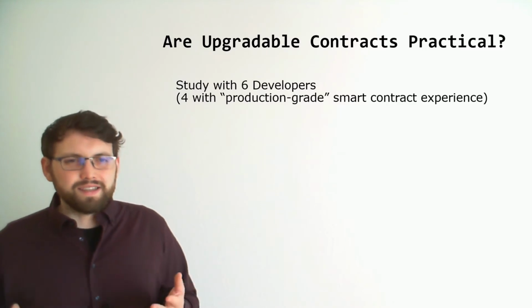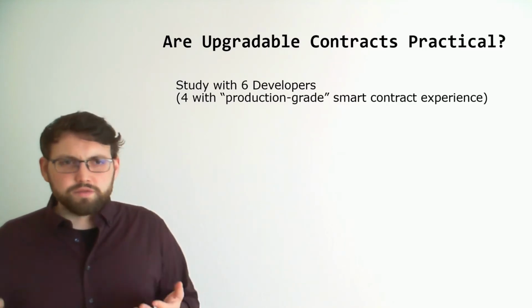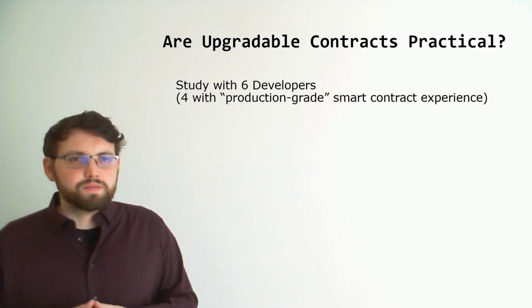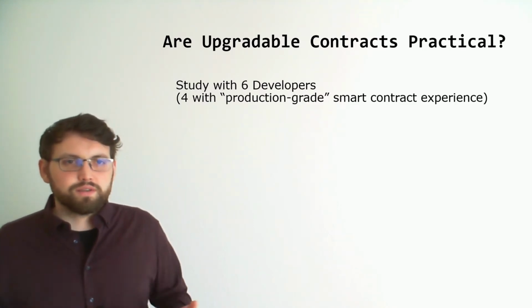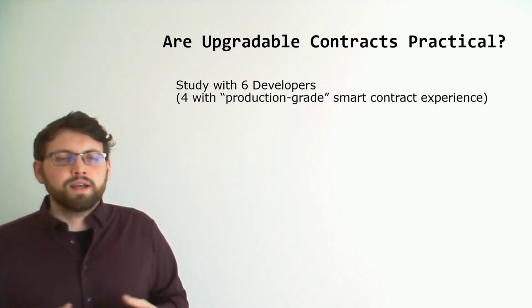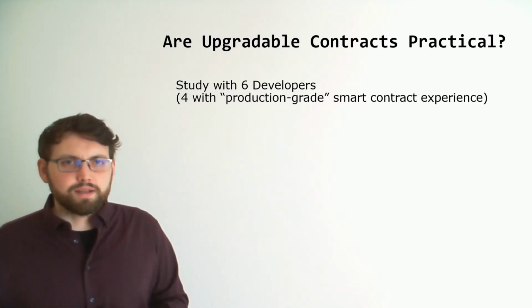Now, this sounds quite nice, right? With one switchover transaction, your smart contract is patched. You don't have to change your address. You don't have to notify your users that you have changed your smart contract and so on. So this sounds good, but is this really practical?